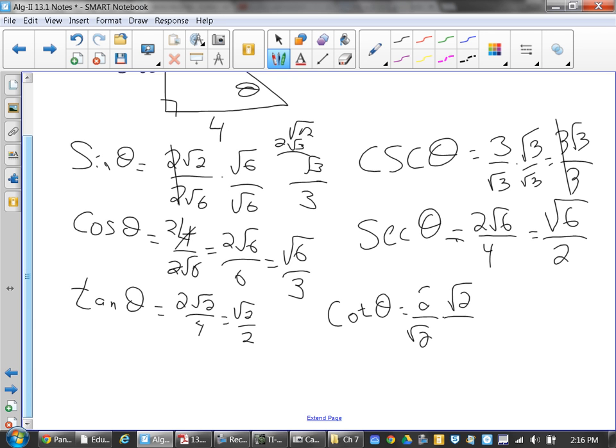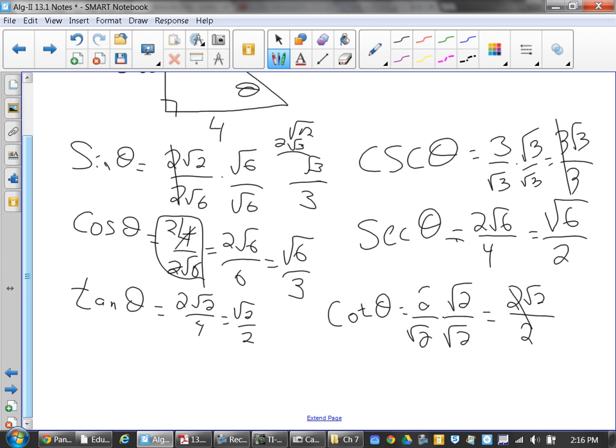Apply it out, and you wind up with 2 root 2 over 2, which is just root 2. What's that called? Yes, ma'am. Why did you use 2 root 6 over 4 instead of root 6 over 3?